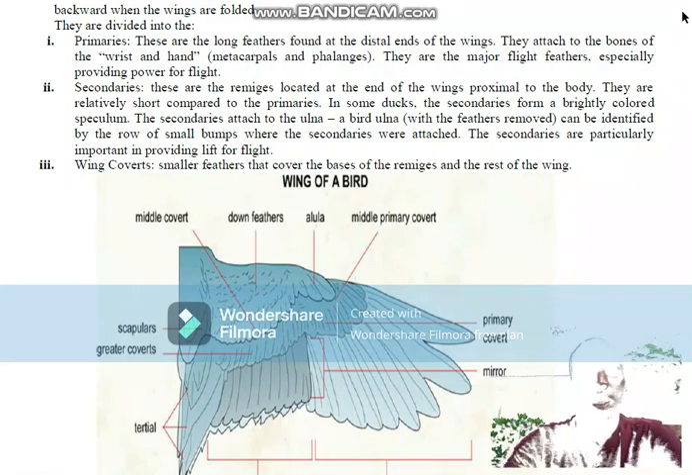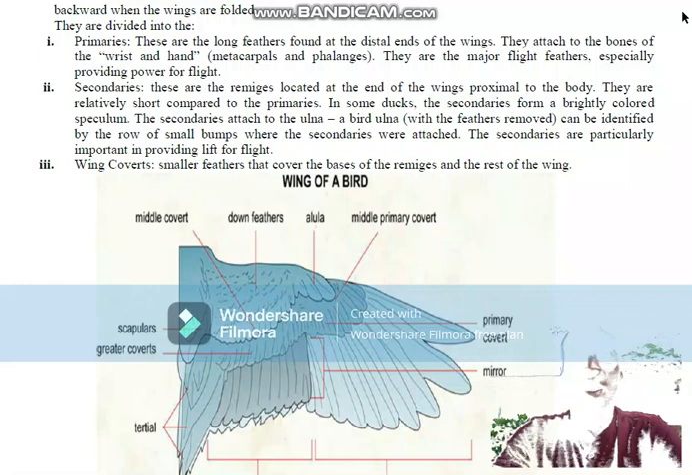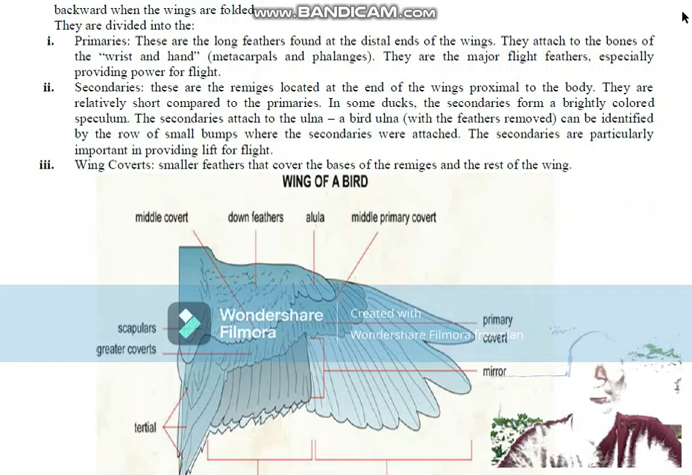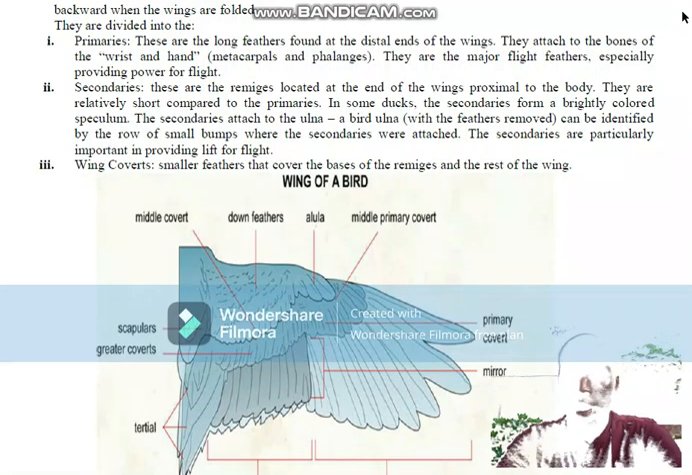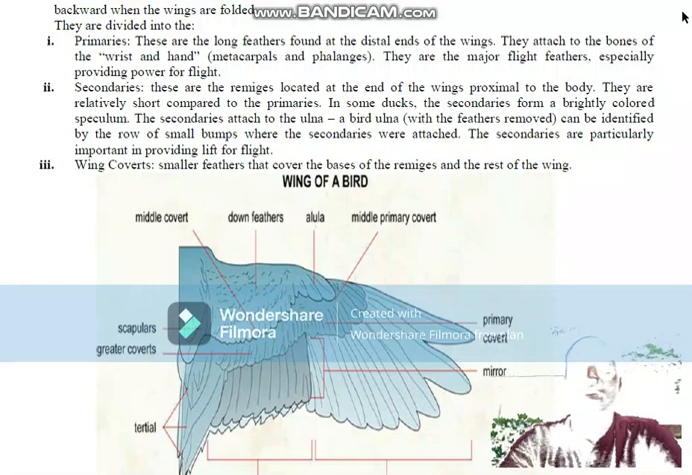So when you take a bird's wing and try to check on it, you would find that to identify the ulna, you find these bumps forming. These bumps will be observed, and they are actually where the feathers of the wing are mainly attached. And the wing covert is just a small feather that covers the base of the remiges and the rest of the wing part.